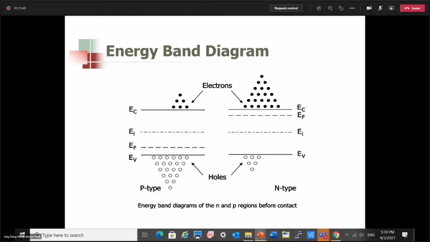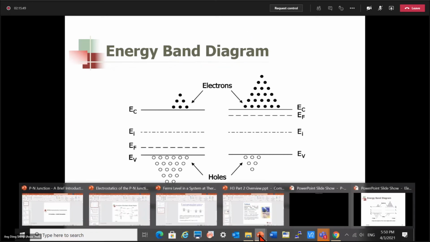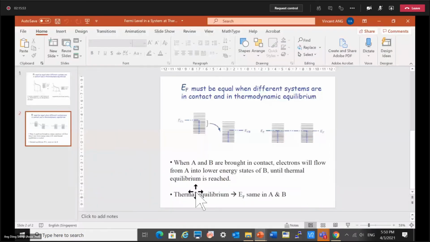Okay, so how to understand this or justify this conceptually? I will show you a slide which you should already have as well, this one. So here I'm trying to conceptually justify why, when two differently doped regions like the P and N regions are brought together at thermal equilibrium, the Fermi level must align.